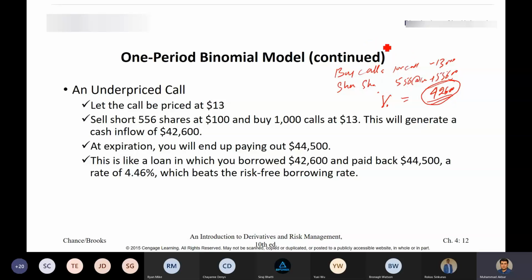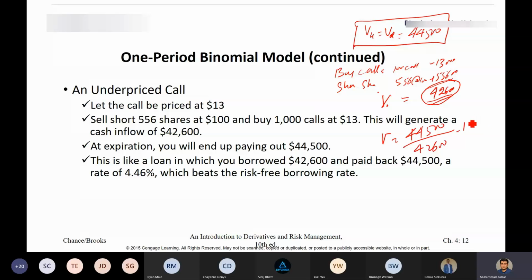And you know that this portfolio has a value of 44,500 if the stock price goes up or goes down. So you can calculate the rate of return here as 44,500 divided by 42,600 minus 1, and that is approximately equal to 4.46%. So if this call price is less than 14.02, it is underpriced and you will buy the calls and sell the shares. That will generate you a positive cash flow of 42,600.